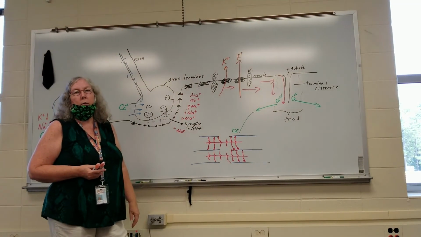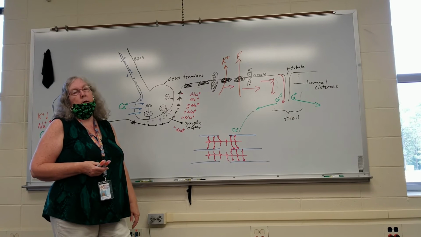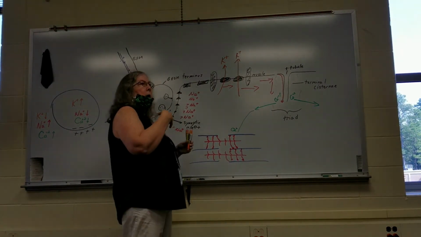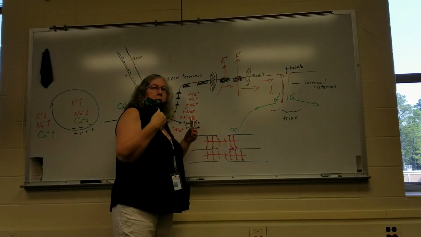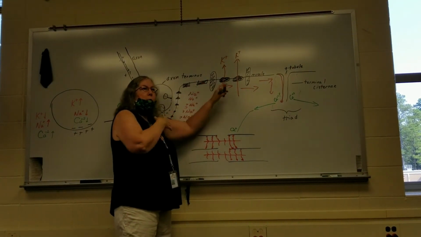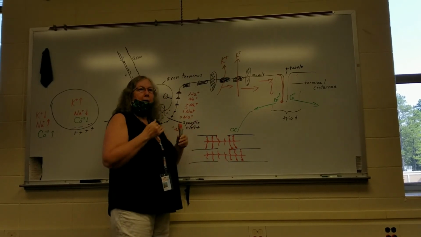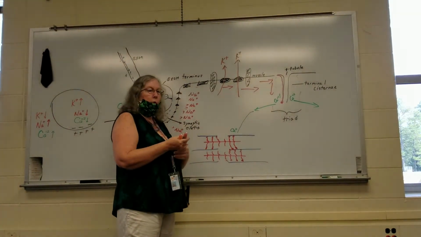You would never get a nerve impulse. Bottom line is you would die. So you have to maintain this difference. After a muscle contraction, as it starts to relax, you have to get the inside back to a negative charge, restore how everything was.